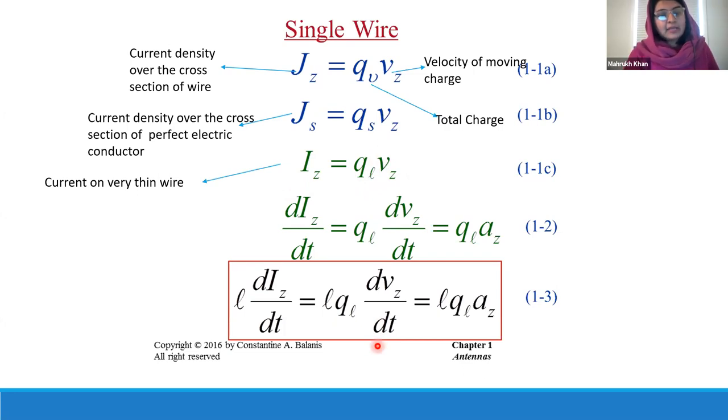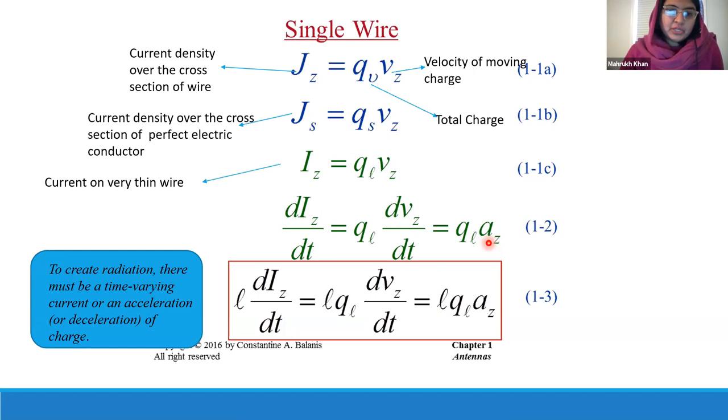Now if our conductor has a time varying current, then this velocity will also become time varying, which makes it an acceleration, right? So your time varying current is equal to the charge multiplied by its acceleration. That's what we are talking about: if we have a time varying current in a conductor, then it will produce radiation, right? So that's what we are trying to establish: even in a wire, if there is a time-varying current, how can we produce radiation? There should be a time-varying scenario that can produce an acceleration. So to create radiation, there must be a time-varying current or an acceleration or deceleration of a charge.